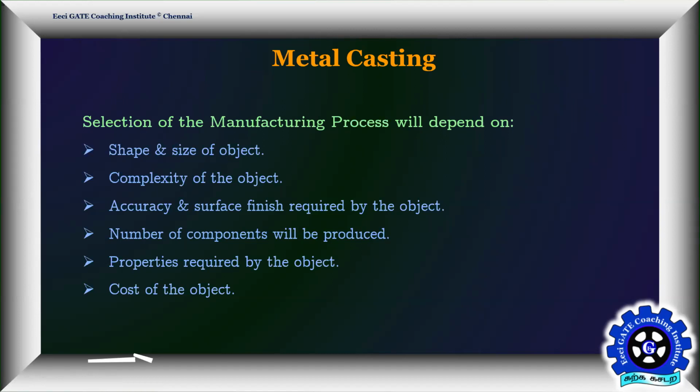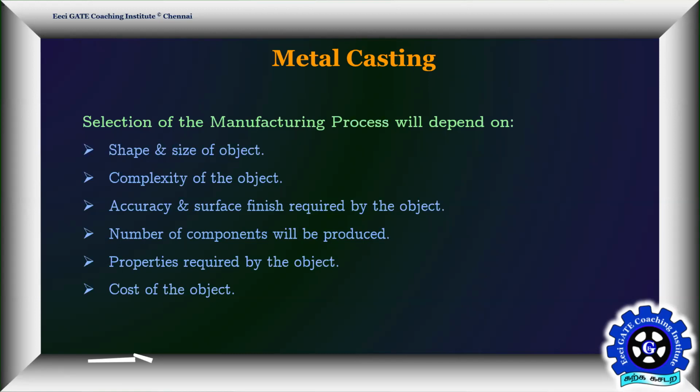Next, accuracy and surface finish. If you want very good accuracy and surface finish, you have to use grinding techniques, right? Like that. Next, how many products are you going to manufacture? You can use additive manufacturing, and you can use a 3D printing machine to produce whatever objects you want, but it's very costly, right? 3D printing is very costly. So you don't want that to be done in 3D printing.